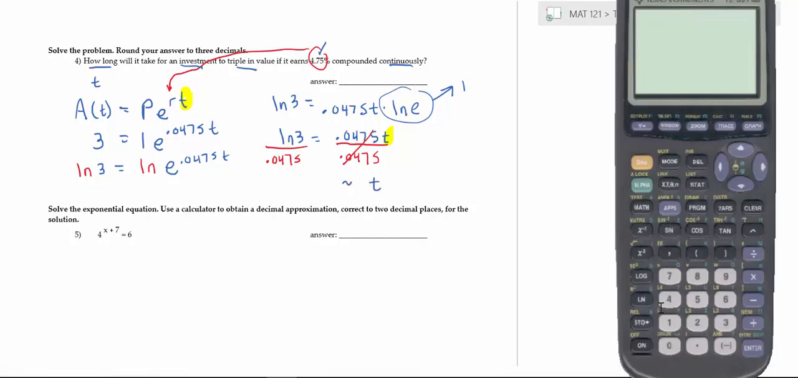Okay, so all we've got to do is go ln of 3 and divide by that rate, 0.0475. And that will give you the approximate amount of time, which is going to be 23 point, and let's see, does it say how to round it? It says round to 3 decimals, so 129. Okay, so we're going to round that up to 129. So we get about 23.129. It doesn't really give you anything about the units of time on that. So that should be the answer.